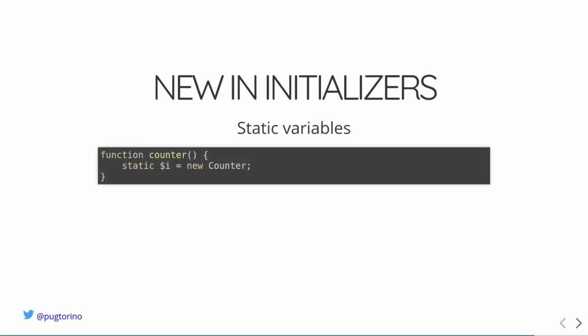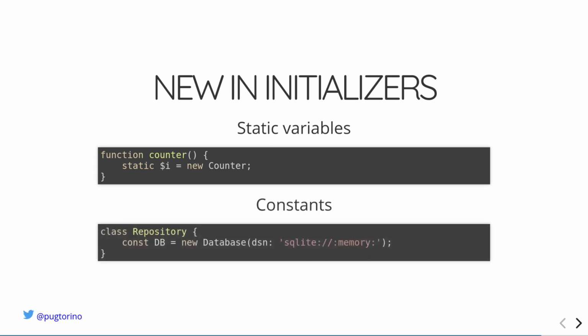For instance, imagine that you want to have a default value for a static variable inside a function. You can specify, actually with PHP 8.1, you can have a new Counter as a default value. But not only, you can have also a constant. Imagine that you have a class, for instance, a repository where you create a constant value db that is an instance of another class specifying some parameter. I'm using also the feature of named parameters. So I think the new initializer will be a very nice feature, and I really hope this will be merged soon.